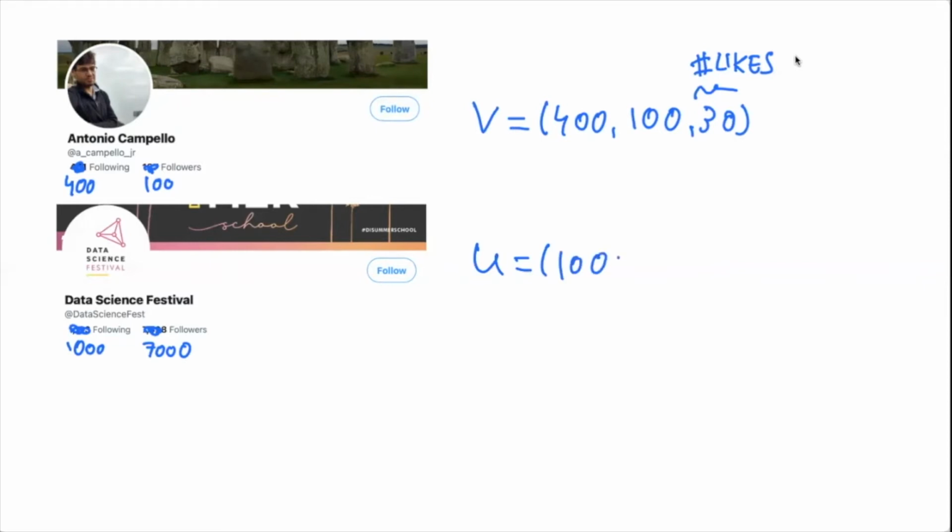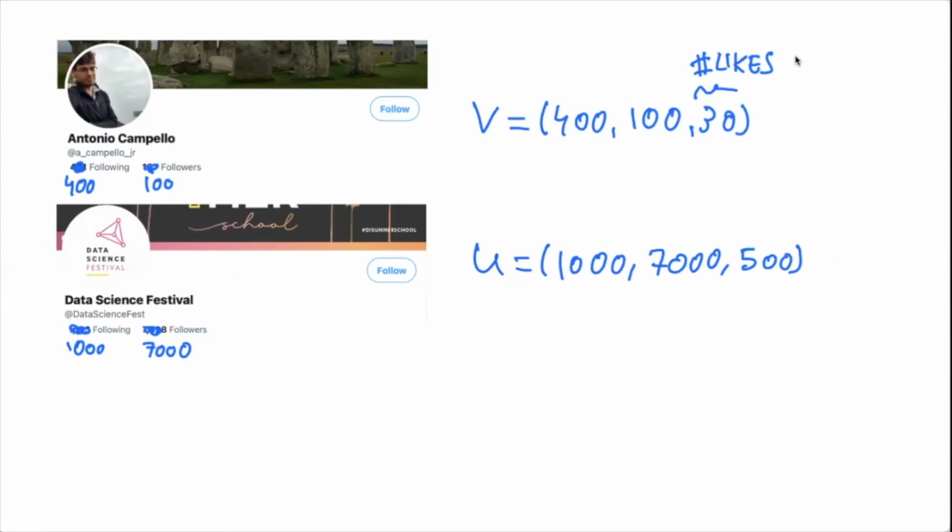If I were to represent my account as a vector, I would call this vector V, and I would say that the first entry of the vector is 400, which represents how many accounts I follow. The second entry is 100, that represents how many followers I have. And the third entry, I'm going to make one up that is not in the picture, is the number of likes that I have. And I could do the same with the Data Science Festival. I'm going to call the vector U, and this would be 1,000, 7,000, and again, I'm going to make up some numbers, 500 for the number of likes that they had.